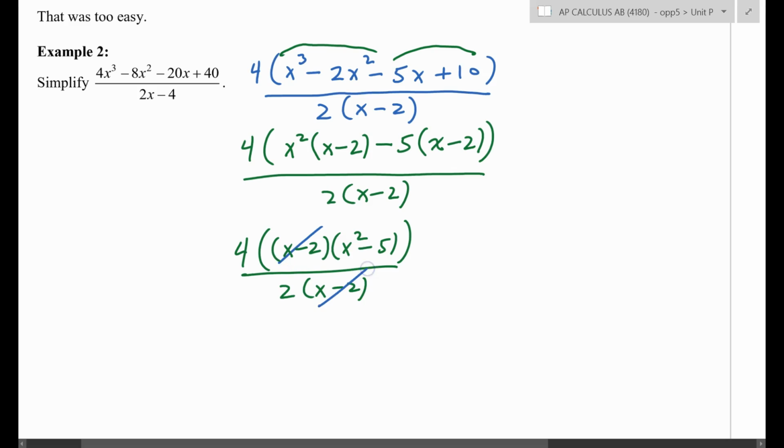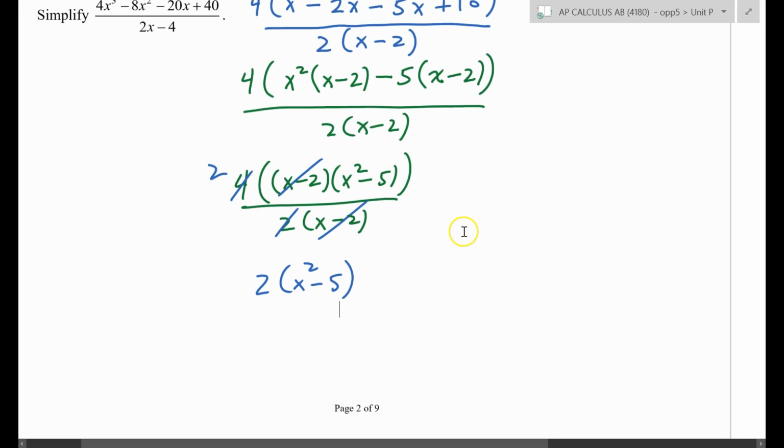X minus 2 going to reduce. 2 goes into 4 twice, leaving me with that. That cool? All right, so reviewed a lot there on that one, right? Talked about a lot of different things.